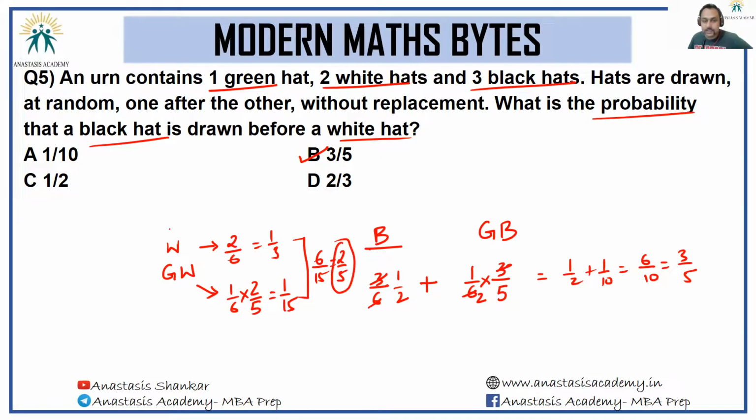But remember, these are the unacceptable cases. So your final answer will be 1 minus 2 by 5, which is equal to 3 by 5. You can choose to go down any path. Both ways, you will get the same answer.